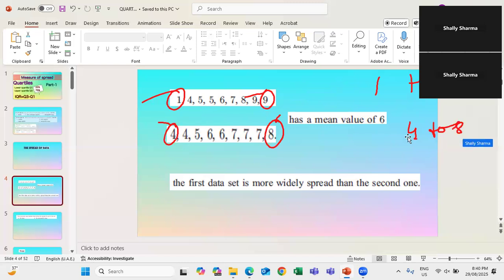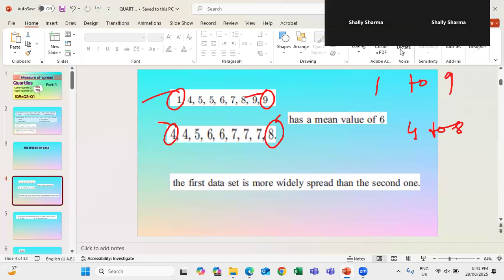That means the data values will be between 4 and 8, starting from 4 and ending at 8. How many numbers are there? There are many numbers, but from 4 to 8 it will be fewer as compared to the numbers from 1 to 9. So this data from 1 to 9 is more widely spread. That is the meaning of spread.